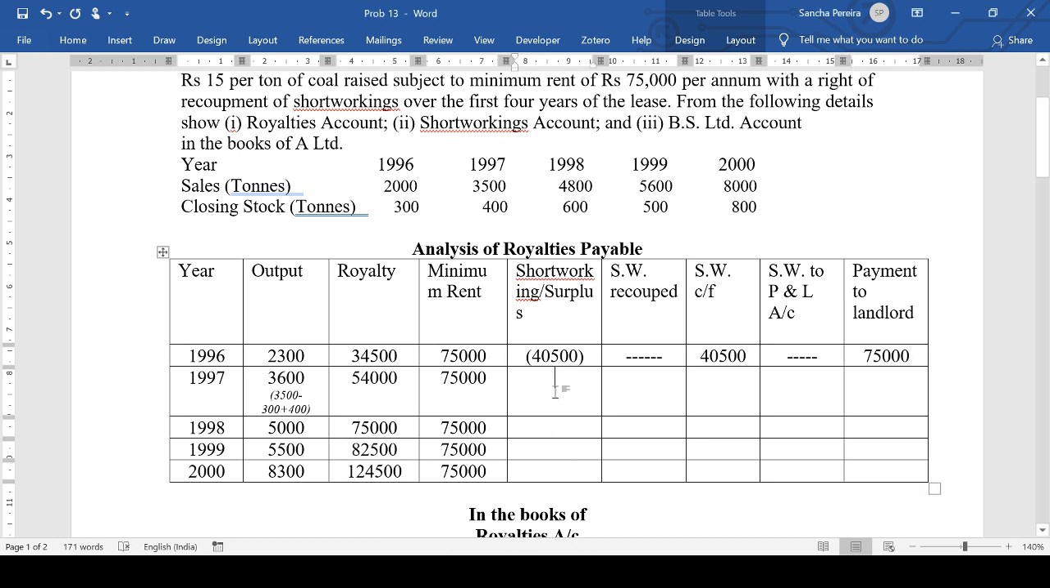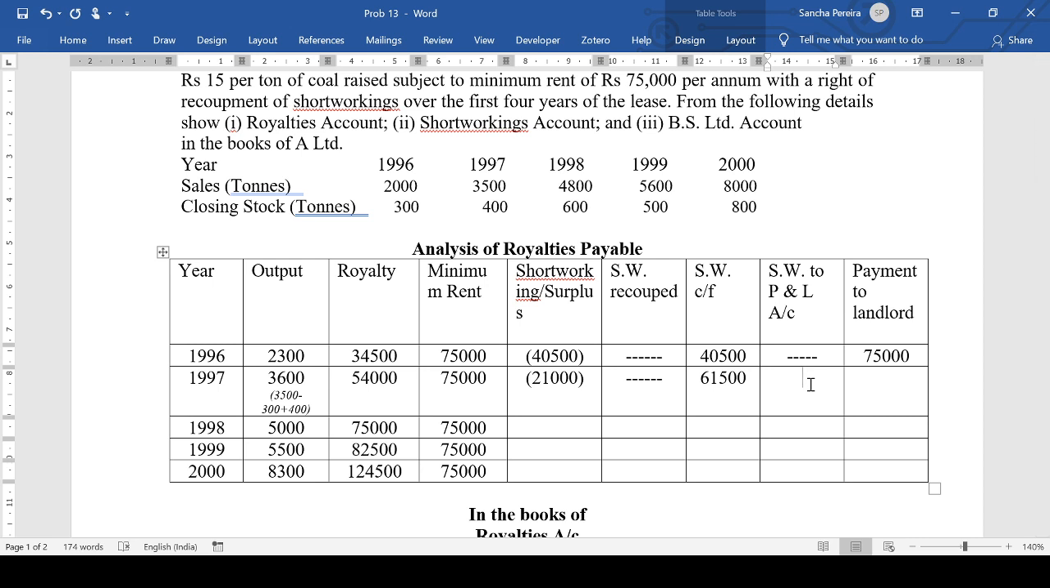Next one, 54. Again, there is a short working of how much? 21,000, I think. 21,000. Cannot recoup anything. So how much will we carry forward now? How much will I carry forward? 40,500 plus 21,000. 61,500.